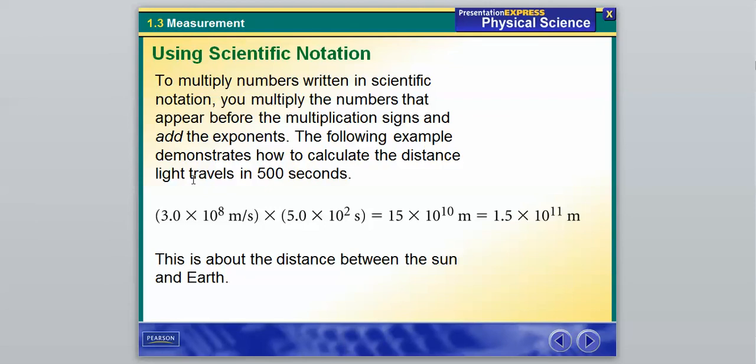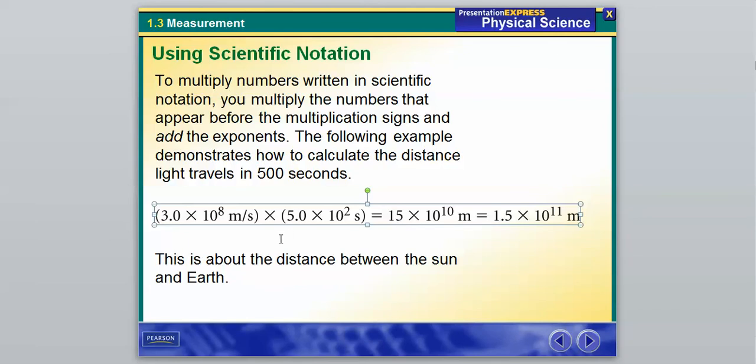So to multiply numbers that are written in scientific notation, you multiply the numbers that appear before the multiplication signs and you add the exponents. So that is the big rule here. So we multiply the numbers that appear before the multiplication. So if we look here, we have 3.0 times 10 to the 8th, then we have 5.0 times 10 to the 2. So we multiply the 3 and the 5 together, and that is what gives us our 15 right there.